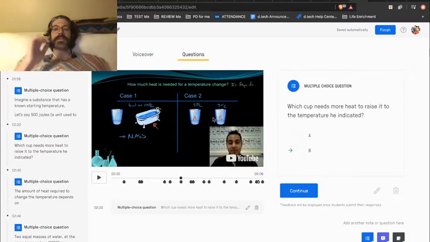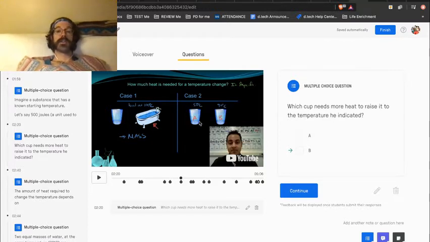So if you're starting at the same temperature and you're raising cup B to a higher temperature, that means that the particles on average will need to be moving faster than these. And if they're going to be moving faster, then you need to give them more energy. So you need more heat. So cup B.